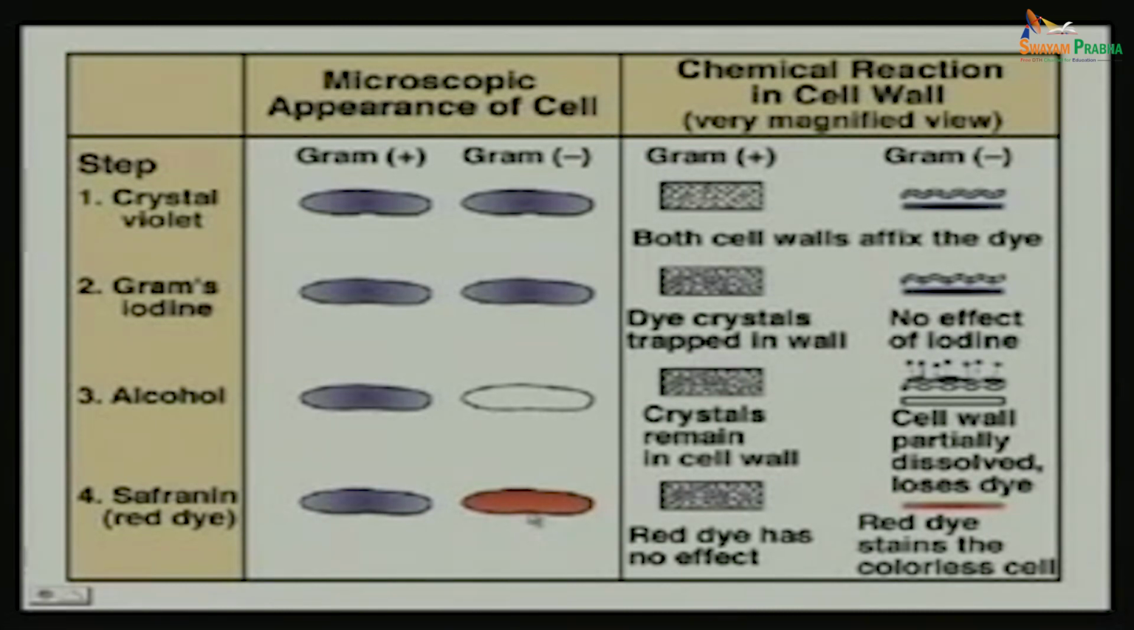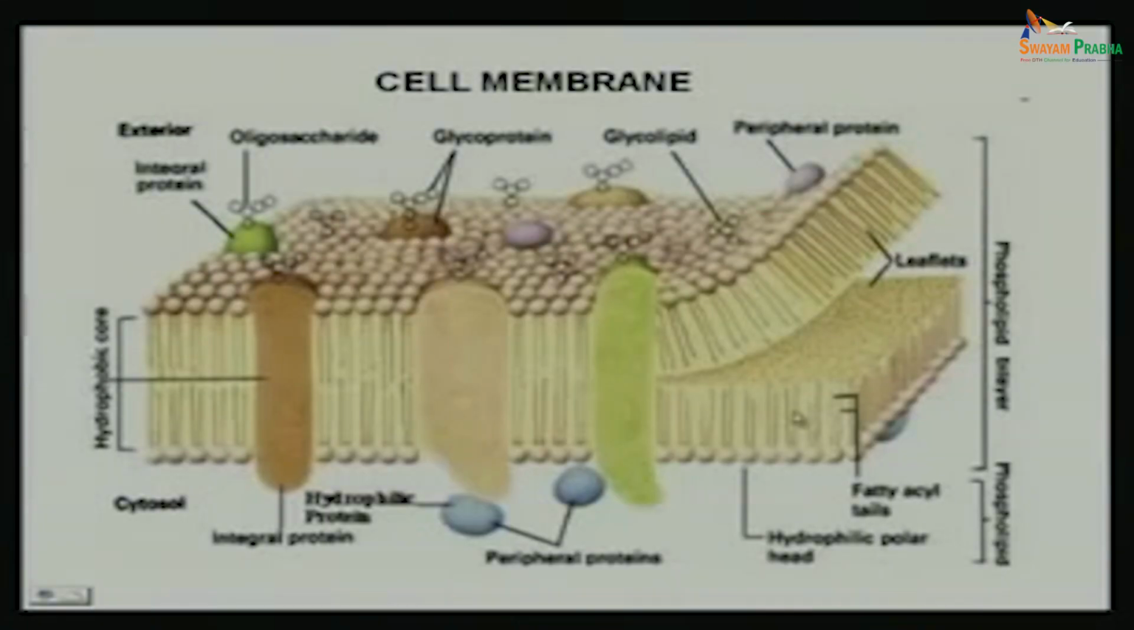That means pili are present in the group of bacteria where the peptidoglycan chain is very thin and an outer membrane is there. So, this is the structure of the cell wall of bacteria.